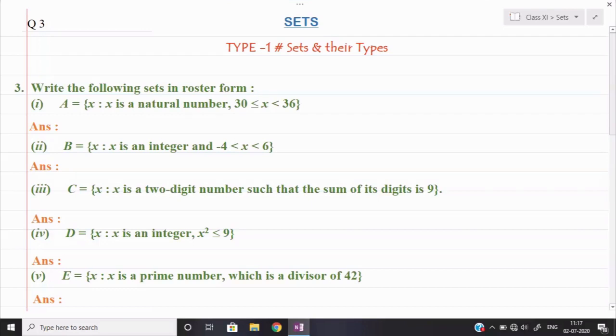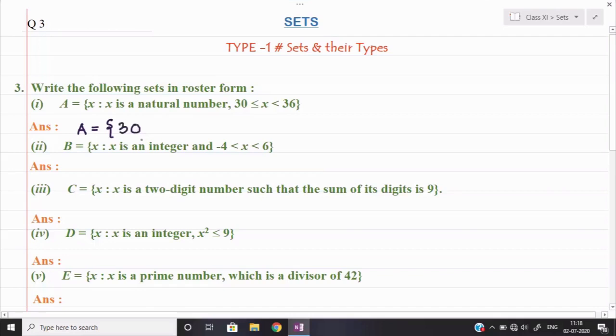Roster form means we have to list out all the elements of the given set. Okay, so see the first question. In the first question, set A is given here. They are saying x is a natural number. Okay, x is a natural number means it will start with 1, 2, 3, 4 and so on up till infinite. But here one more condition is given. The value of x is more than or equal to 30 but less than 36, which means the value of x will start with 30. So the first element will be 30 because it is more than or equal to.